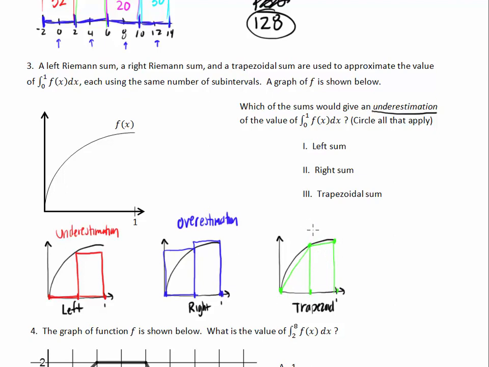And you can see that this is definitely going to be an underestimation, not by much, but it will be an underestimation. And in this problem, we are looking for which ones would give an underestimation. So our answer is going to be the left sum and the trapezoidal sum. Both give an underestimation with this particular graph.